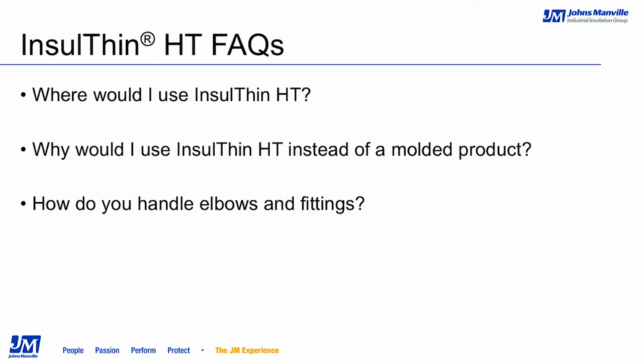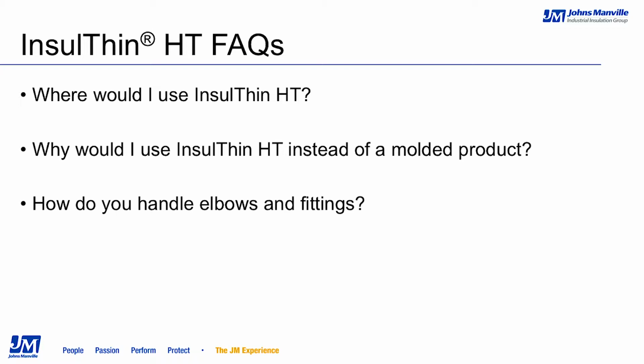Some of the FAQs that we get when talking to customers and engineers about Insulthin HT are, where would I use the Insulthin HT, or why would I use the Insulthin HT instead of a molded product? The Insulthin HT is great for those areas where space is constrained. So you have a very tight pipe rack where you cannot get the thickness needed with traditional insulations. Insulthin HT is a great option.